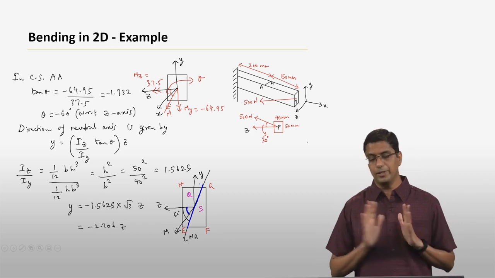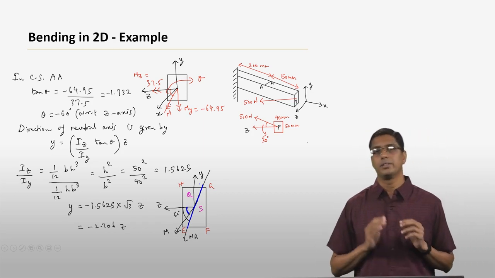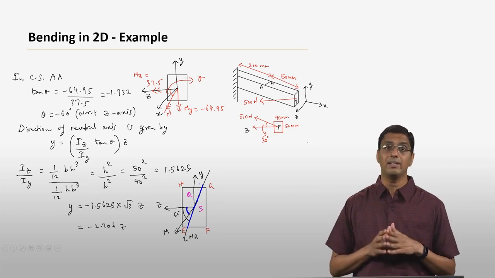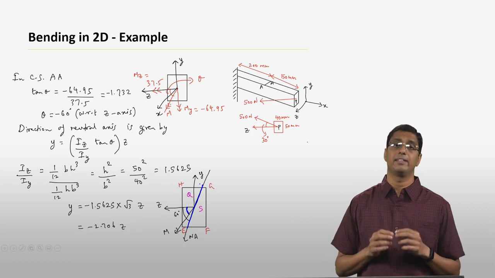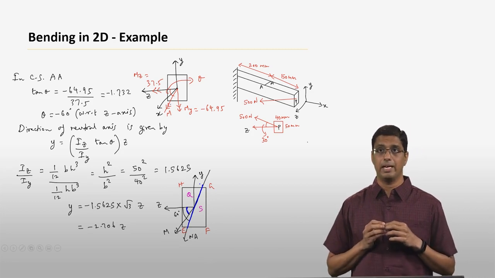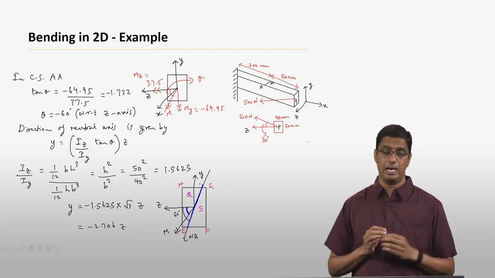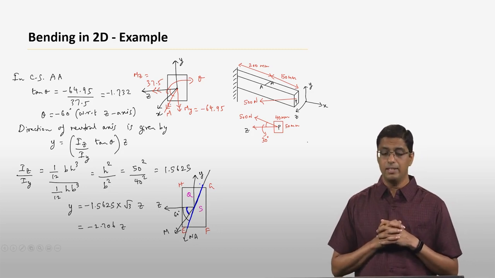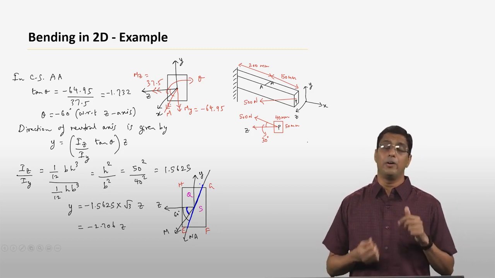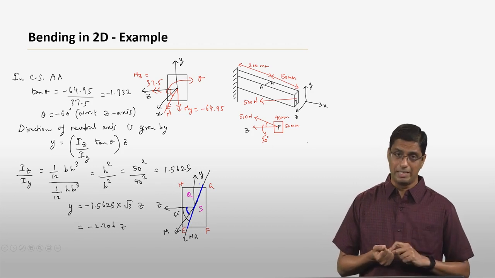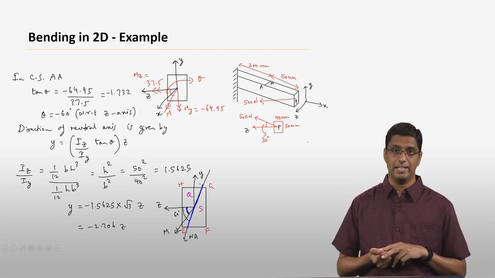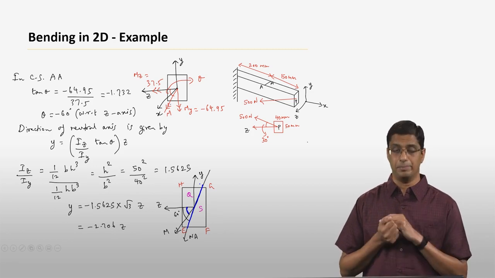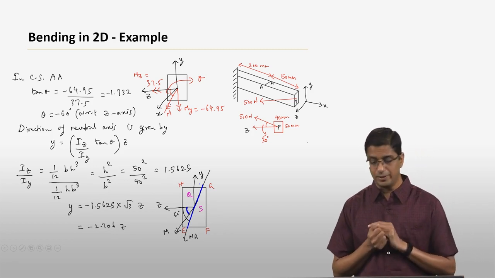Okay, so now we know what the neutral axis is. The neutral axis is the axis or the line along a cross-section where the stress is zero. At every other point apart from this line along this cross-section, the stress is non-zero. Now the question is, how do you find out what is the maximum stress? And secondly, how do you find out which point has the maximum stress? That is what we are going to do next.